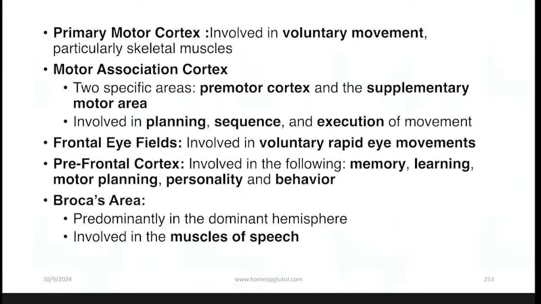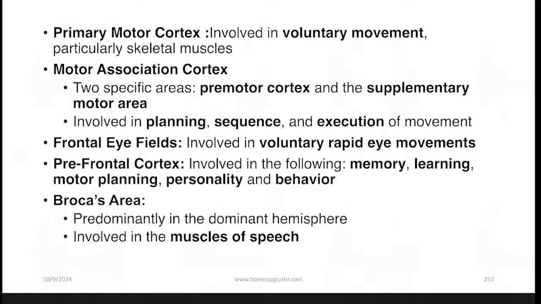Now, one by one we will see the primary motor cortex. The primary motor cortex is involved in voluntary movement, particularly of the skeletal muscles. Coming to the motor association cortex, we have the premotor cortex and the supplementary motor cortex. Both are involved in planning, sequencing, and execution of movement. We plan, we sequence a movement, as well as we execute it. All those are because of the functioning of the motor association cortex.